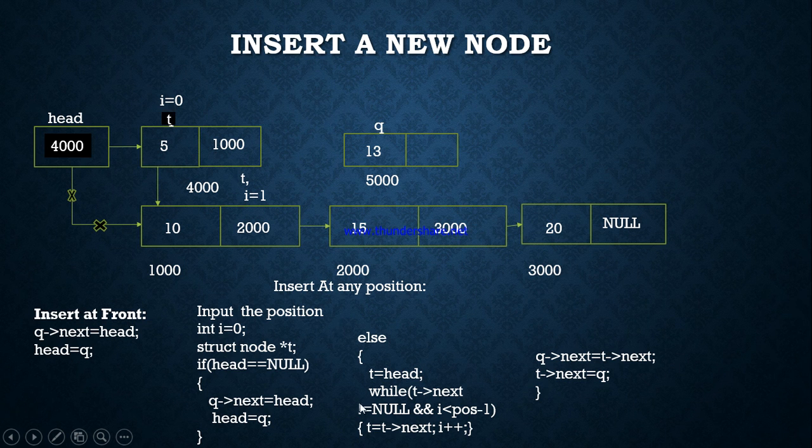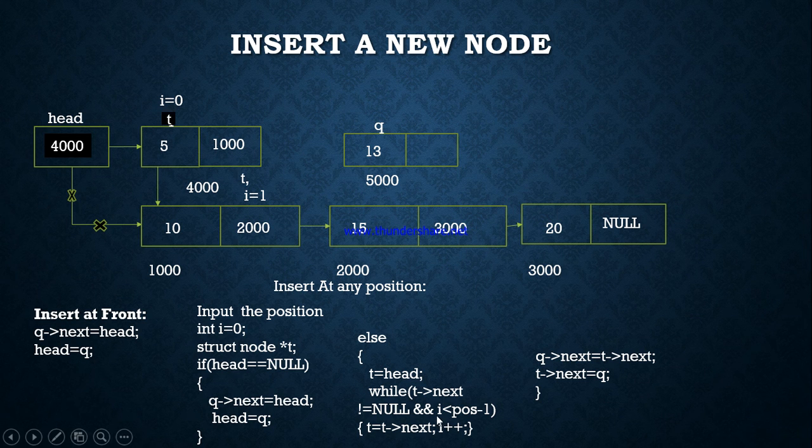Okay, now again we will check our while loop. T of next not equal to null. Now the value of T of next is 2000, so this is not equal to null. So our first condition is again true.